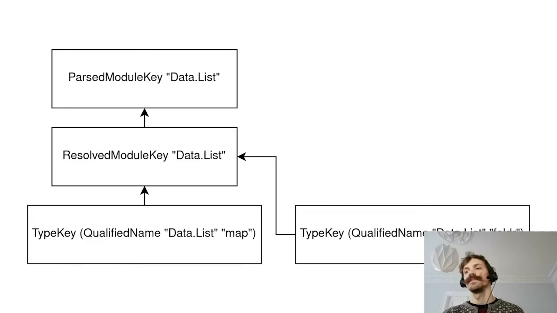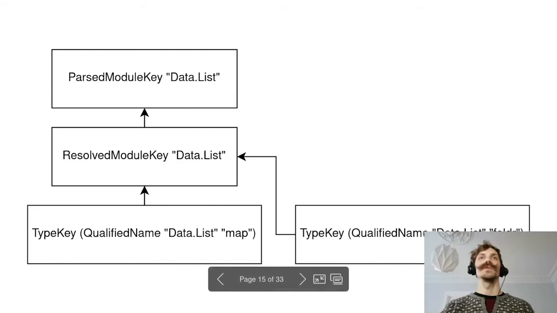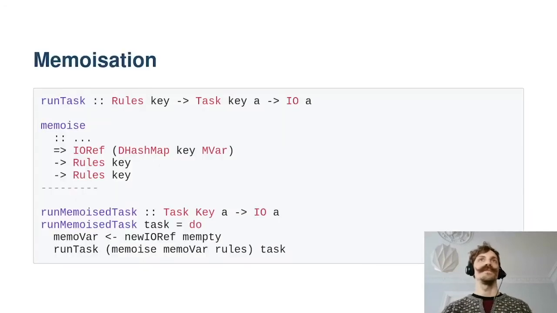Instead, we want to make sure that we cache the result after we've done it the first time and then reuse it. So if we've gotten the resolved module for data list during getting the type of data list map, first, and then we get it again during computing folder, then we will just reuse the cached result.